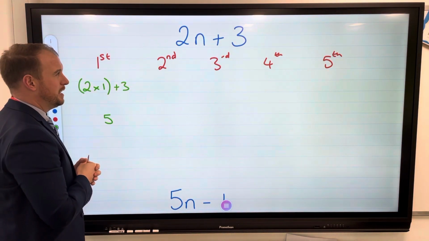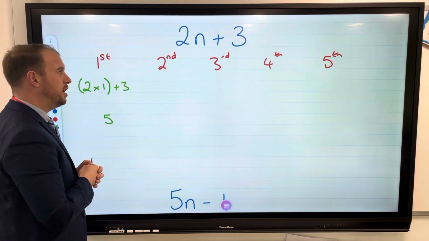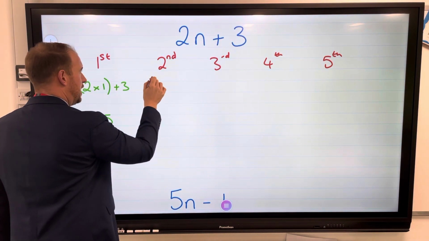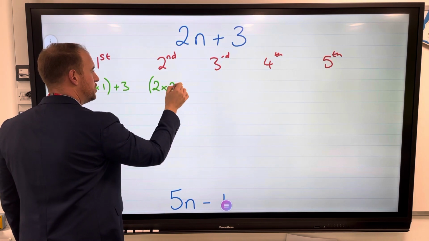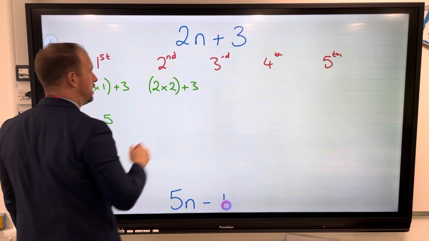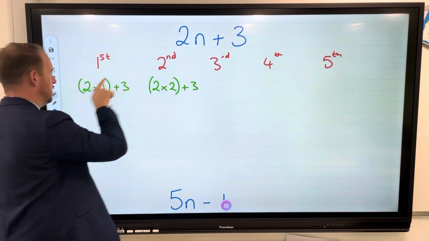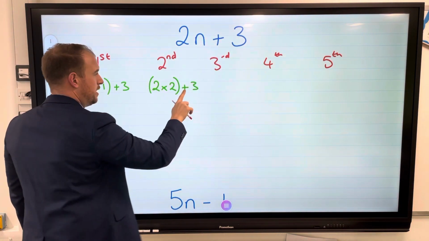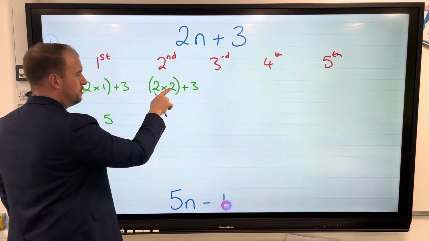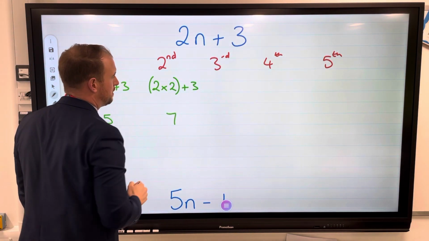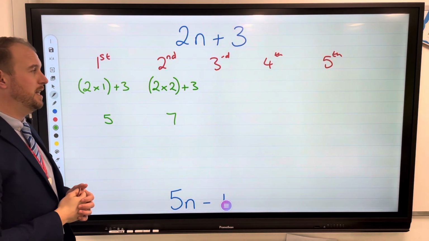This time, the second term of our sequence will be when n is 2. So this time, it'll be 2 times 2, plus 3. You can see here, all that's changed is the 1. The 2 is still here, and the plus 3 is still on the end. So 2 times 2 is 4, plus 3 is 7. So my second term will be 7.